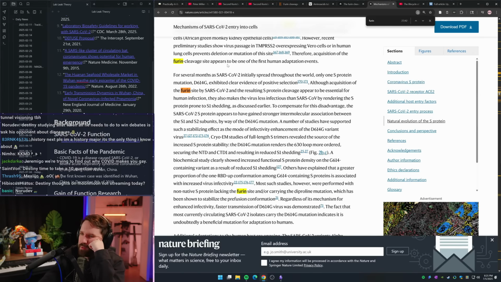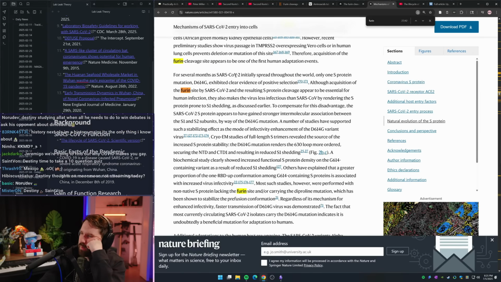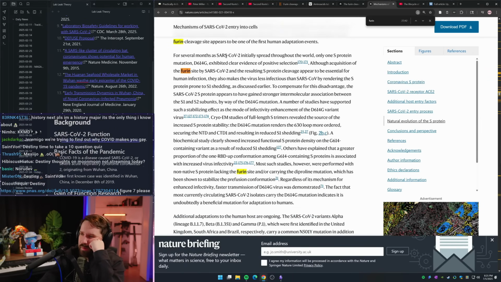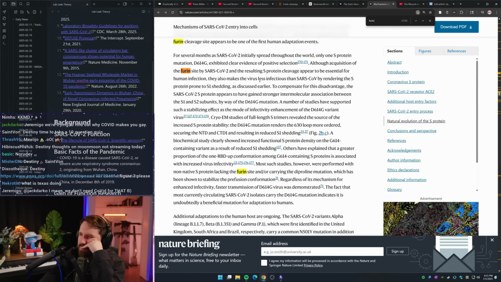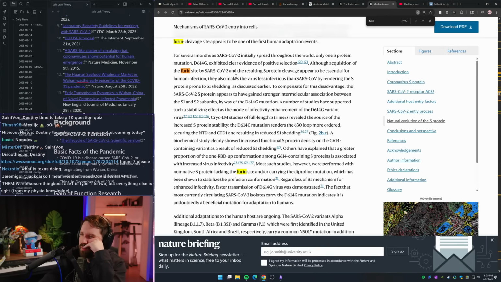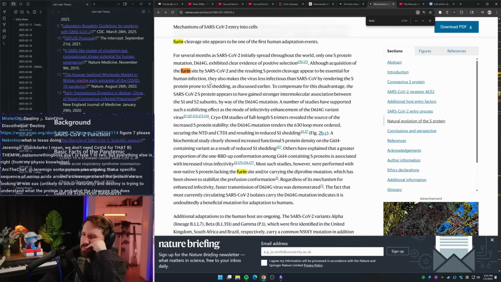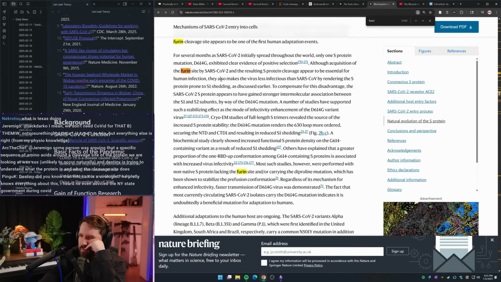Only one S protein mutation, D614G, exhibited clear evidence of positive selection, although acquisition of the furin site by SARS-CoV-2 and the resulting S protein cleavage appears to be essential for human infection. They also make the virus less infectious than SARS-CoV by rendering the S protein prone to S1 shedding, as discussed earlier. To compensate for this disadvantage, the SARS-CoV-2 S protein appears to have gained stronger intermolecular association between the S1 and S2 subunits by way of the D614G mutation.